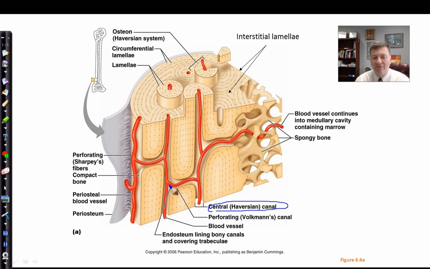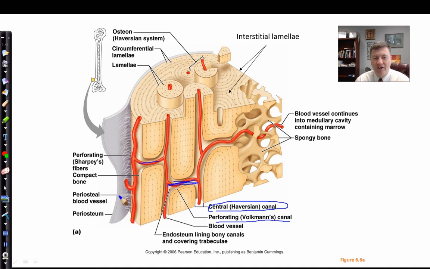You also have these horizontal blood vessels, if you will. These are called perforating or Volkmann's canals. I know it says there's a V there, but it's pronounced with an F. Volkmann's canals. These canals allow blood vessels to go from one osteon side to the other.